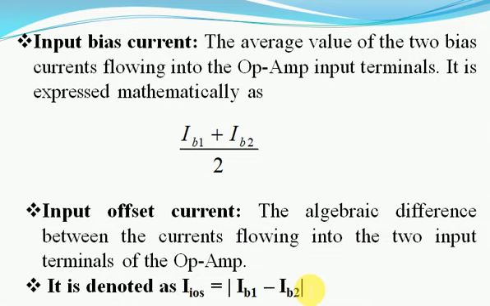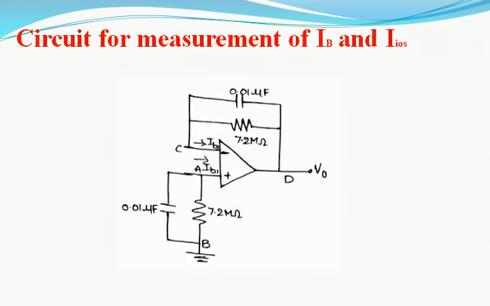Now let us see the circuit that is used in order to calculate this input bias current and the input offset current. This is the circuit that is used in order to measure the bias current value and the input offset current value. As we see here, IB1 is the bias current entering into the non-inverting terminal of the op-amp, and IB2 is the second bias current entering into the inverting terminal of the op-amp.